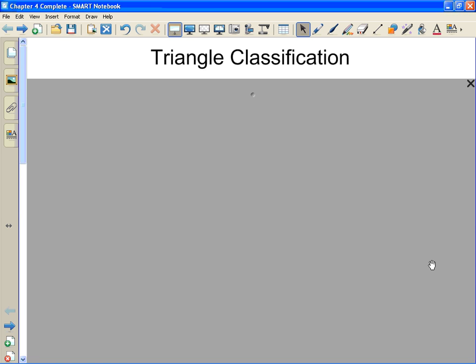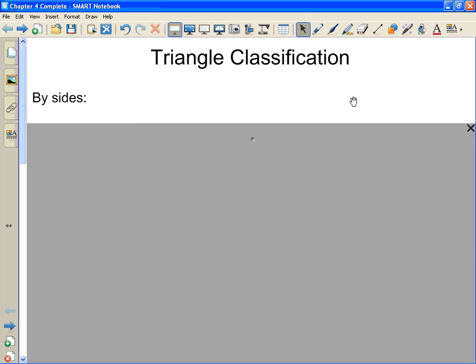But after this one, you'll have a lot of tools for doing all the other proofs that we're going to need for the rest of the year. So we're going to start with the real basics. We're just going to be able to classify triangles. You can classify them by two ways. You can look at the angles in a triangle and classify them that way, or you can look at the side lengths in a triangle and classify them by their side lengths.